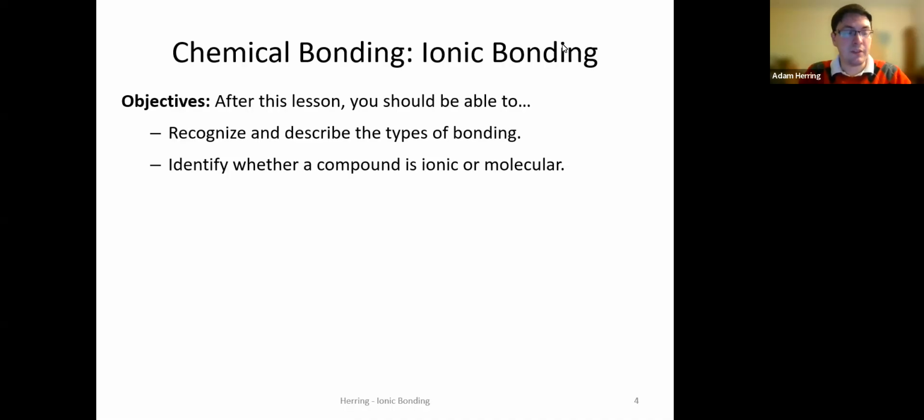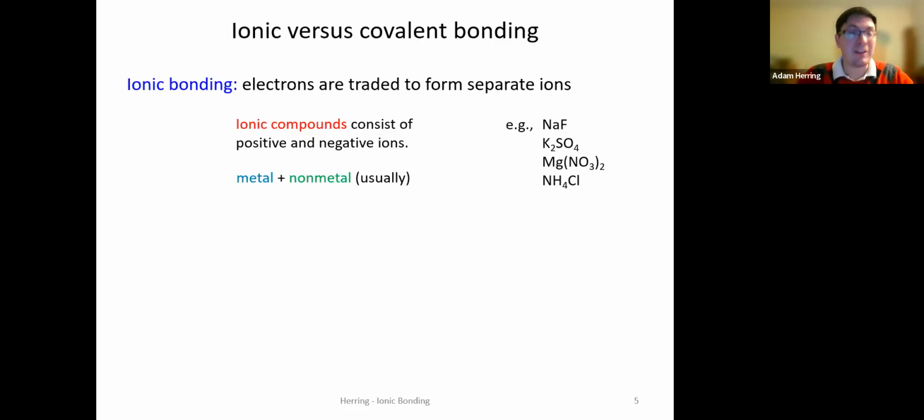Welcome back. In this video, we will learn about chemical bonding, and we'll focus on ionic bonding. We'll learn how to describe and recognize ionic versus covalent bonding, and then we'll also learn how to identify whether or not a compound is ionic or molecular. So up to this point, we've really just been talking about individual atoms, and now we're going to learn about what happens when those atoms combine.